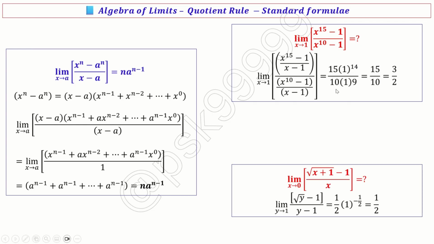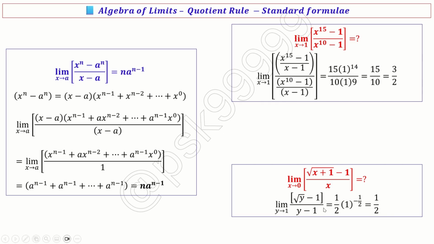Another thing is something like this. Limit x tends to 0, (square root of x plus 1 minus 1) divided by x. If you look from the top, this does not look like this formula, right? But you can easily convert it. Let x plus 1 be y. Then what happens? x plus 1 tends to 1, correct? That means y tends to 1.